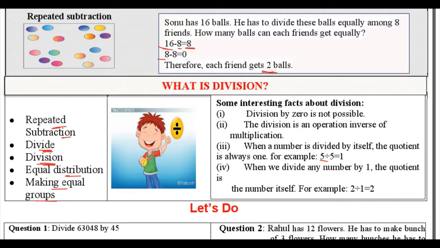For example, 5 divided by 5 is equal to 1. So over here you all can see when a number is divided by itself, that means here we have taken 5 divided by 5, that will always give you 1. Next, you see when we divide any number by 1, the quotient is the number itself. So for example, we have 2 divided by 1, that is how much? 2. Okay. Now let us come down.